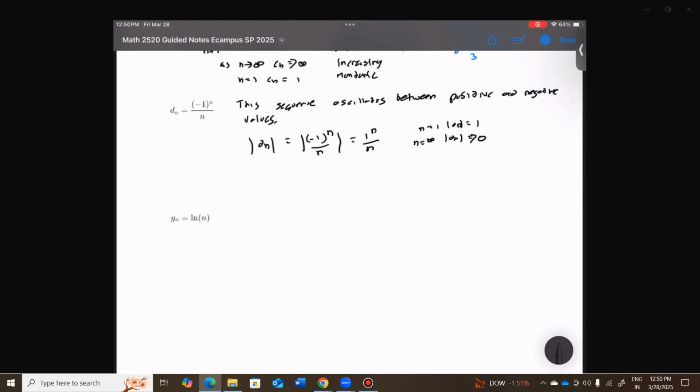Alright, so it's decreasing. And because it's oscillating, it's bounded by negative 1 and 1. Okay. And so it is monotonic because it's decreasing. It's just oscillating back and forth. So the absolute value of it should be monotonic. It's monotonic.